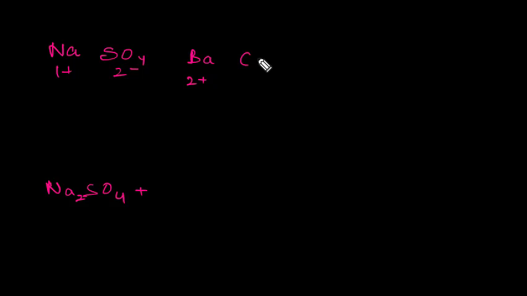So how will they react now? See here, sodium sulfate, sodium is Na 1 positive, sulfate is SO4 2 negative. Okay, I am writing the reaction here also. It is Na2SO4. It will react with barium chloride. Barium chloride is Ba 2 positive and chloride is Cl 1 negative. So it is BaCl2.